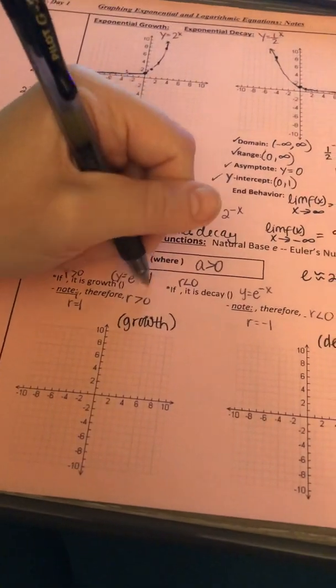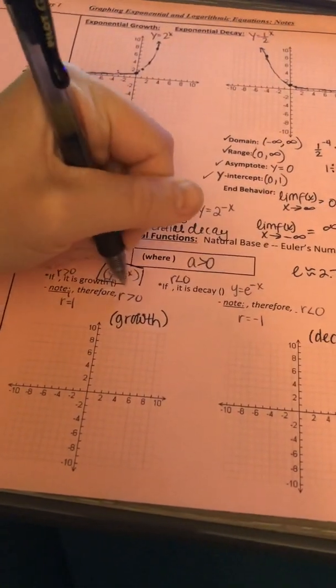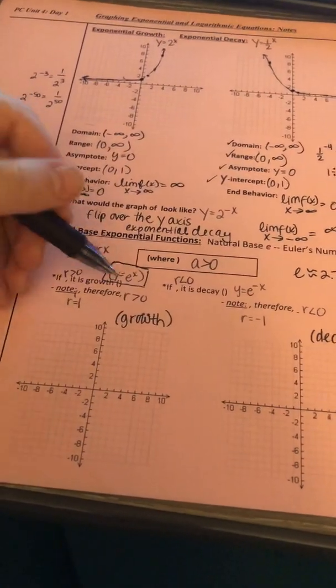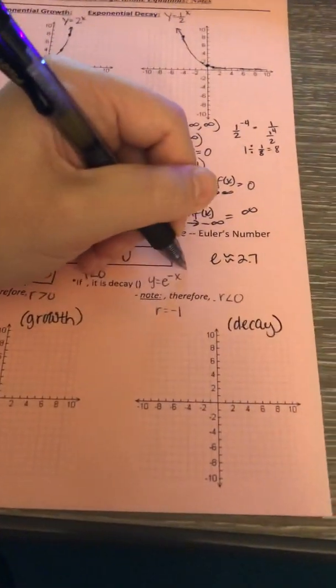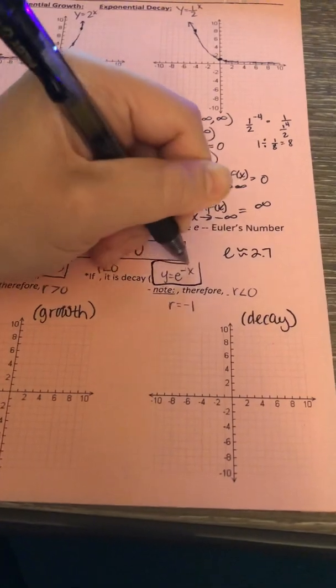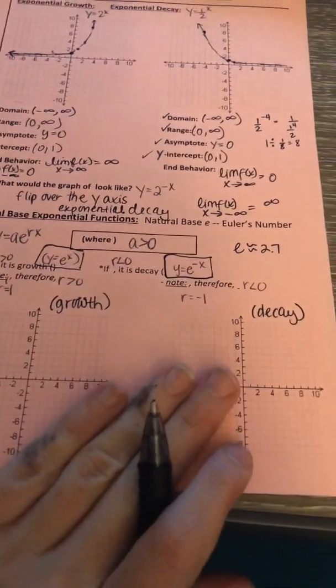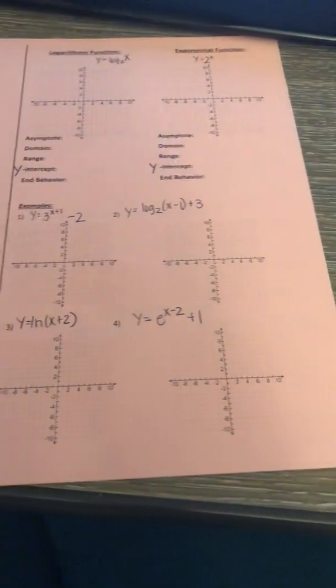Because as I've put here, this would be e to the x, because we're saying that our r is positive. Whatever value is attached to x is positive. And then over here, whatever value is attached to x is negative, which would cause the decay. All right, so I'm going to just shorten that a little bit and move on to the next part.